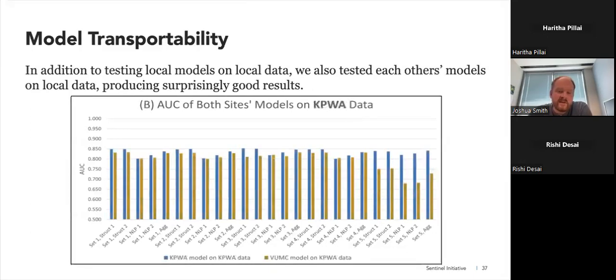If we look here, the animation was kind of subtle there, but this is KP Washington's model on their own data in blue, and VUMC model on KP Washington data in orange. And the performance there was also very good. We're not exactly sure why here on the right, the performance is not as good on model set 5, but that did include negation and dimension reduction and normalization. But all the other ones performed very well. And in some cases at VUMC, like I said, the model from KP Washington performed better.